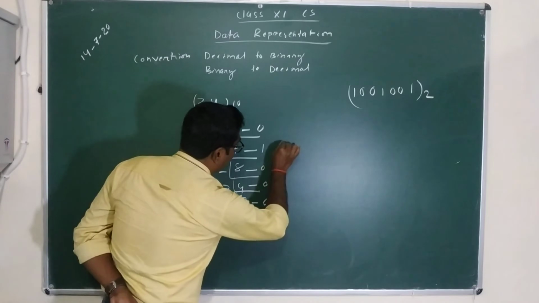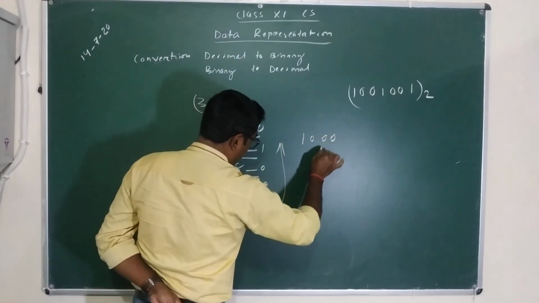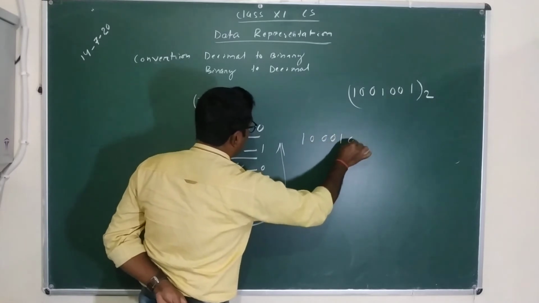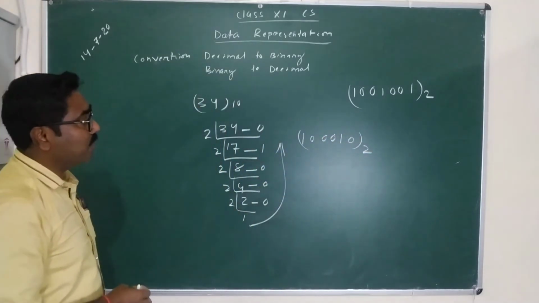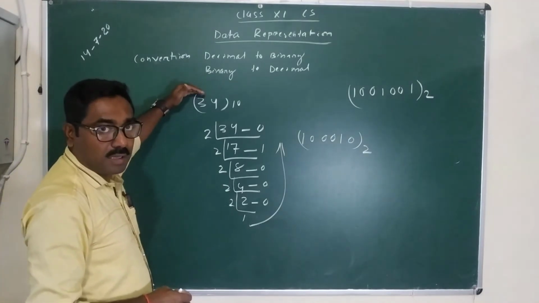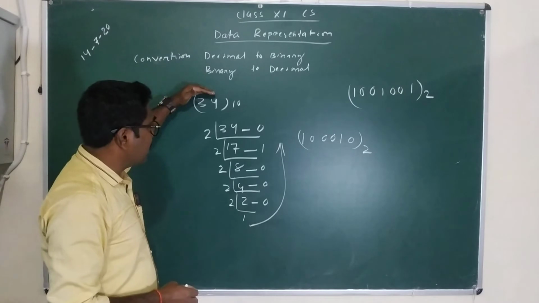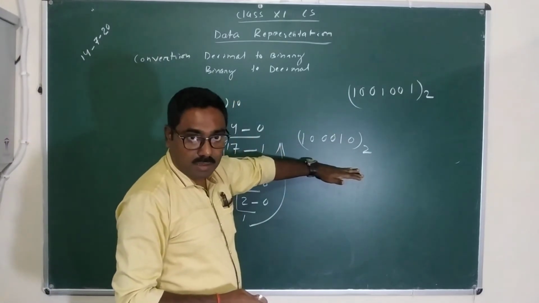Now write down the number in this manner, that is 1 0 0 0 1 0 base 2 is the equivalent of this decimal number. This is the decimal number, and the equivalent of this decimal number is this binary number.